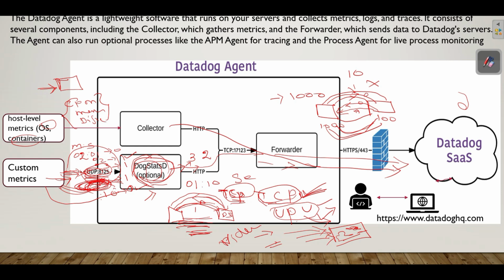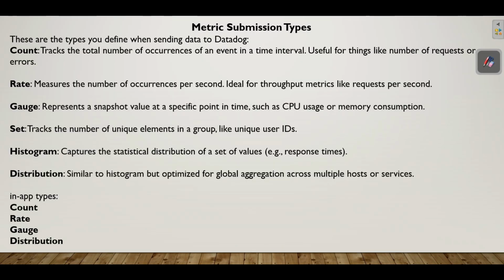Now we will see what metric types we have. So these are the metric types we are using. Wherever your custom metrics are collected, you have count, rate, gauge, set, histogram, and distribution. Totally 6 types of metrics are there.